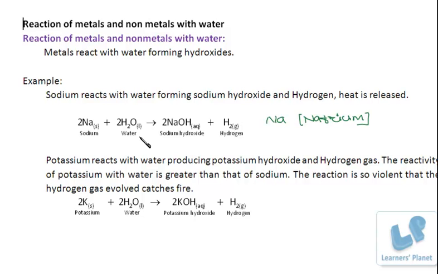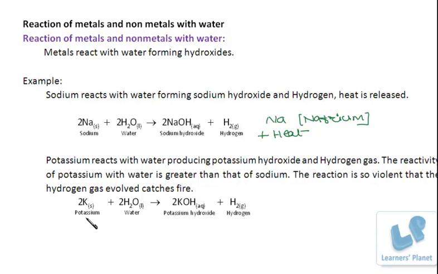Sodium reacts with water forming sodium hydroxide. See, OH is here. That is why it is named hydroxide. Hydrogen gas is evolved, and also what is released is heat. Right? Next is potassium, which reacts with water producing potassium hydroxide and hydrogen gas.